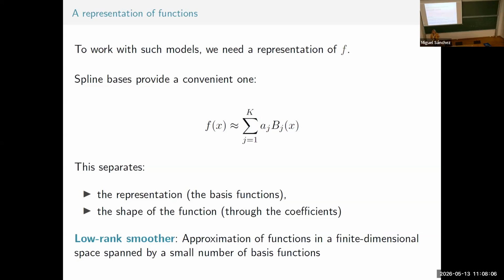But in the middle are penalized splines, because we use low rank smoothers, fewer knots than observations, but we put a penalty, so the position of the knots is not relevant anymore, okay? And this is what I'm going to talk about.